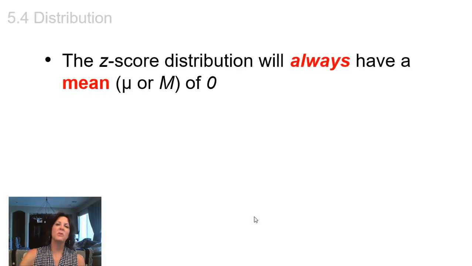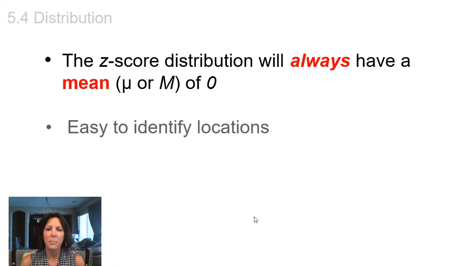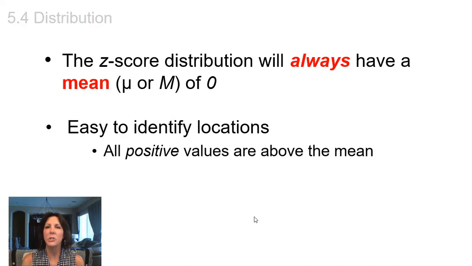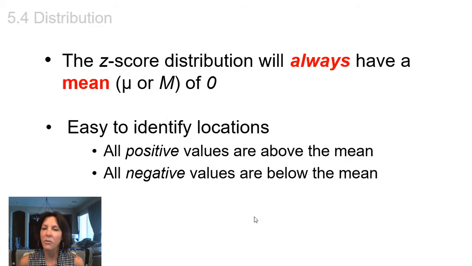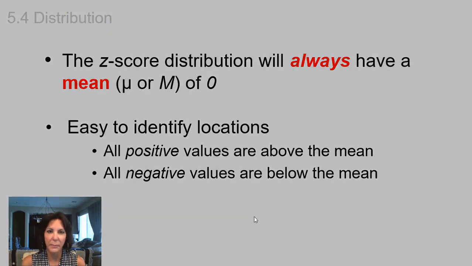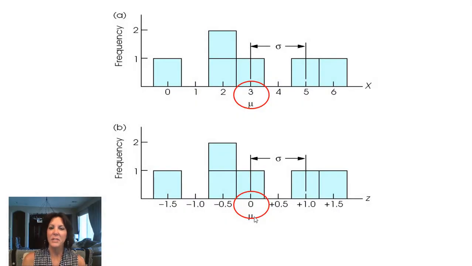So the z-score distribution, you probably want to write this down, will always have a mean of 0. So we just kind of recalibrate everything and we put the mean as 0. So it makes it very easy to identify locations. All positive values are above the mean and all negative values are below the mean. And so we'll take a look here.